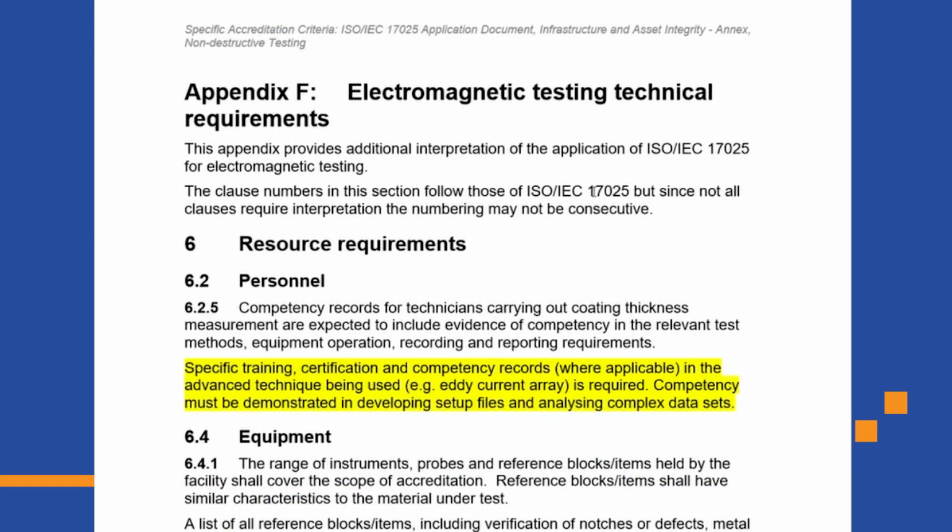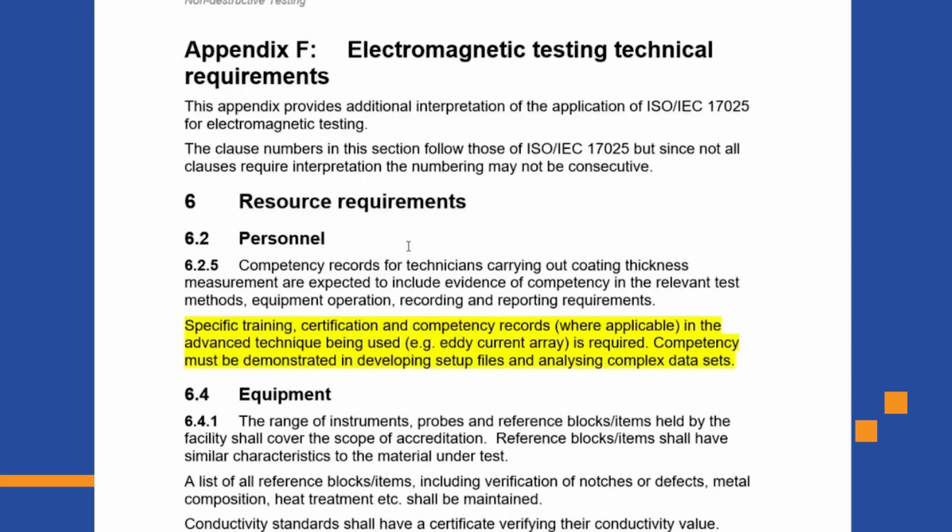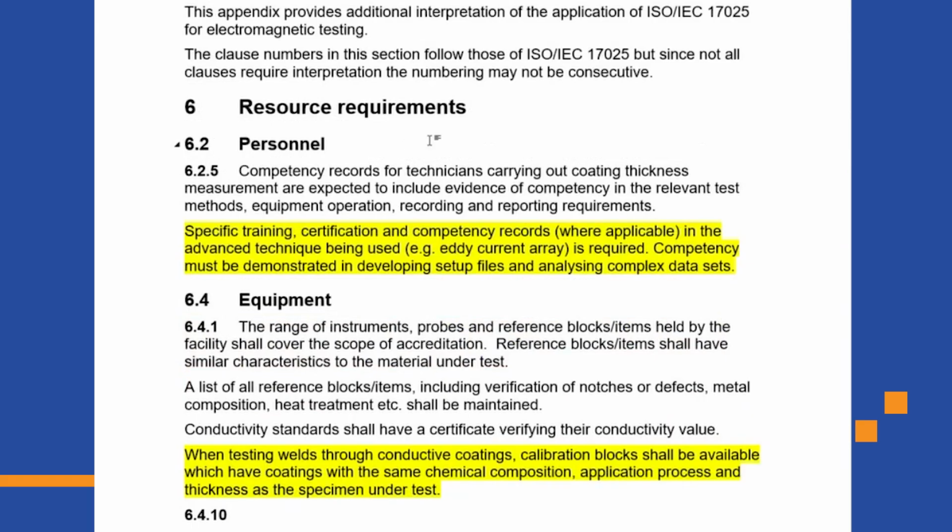Appendix F, electromagnetic testing, technical requirements. For personnel, we added requirements around specific training, certification, or competency records. If advanced techniques are performed by a technician, that competency must also be demonstrated in developing setup files and complex data sets.